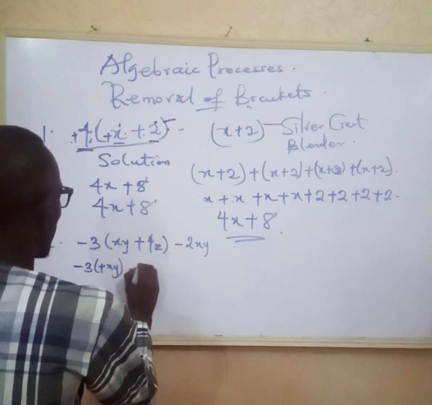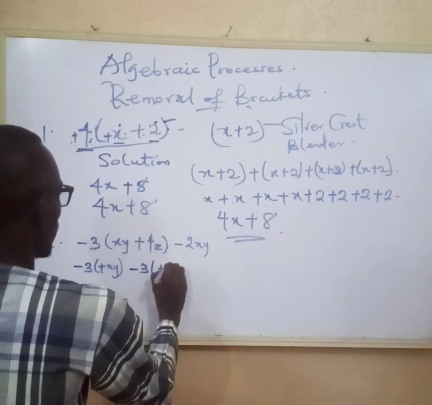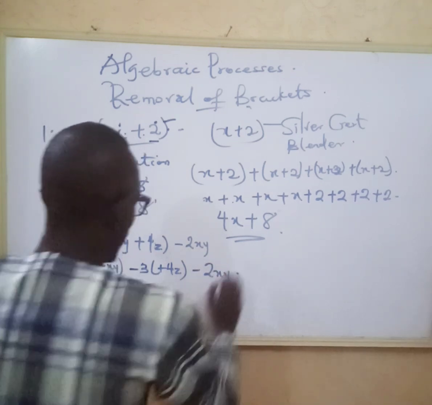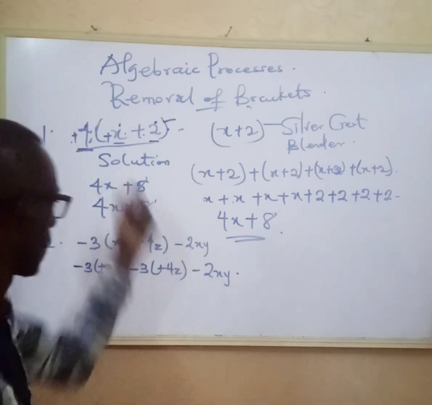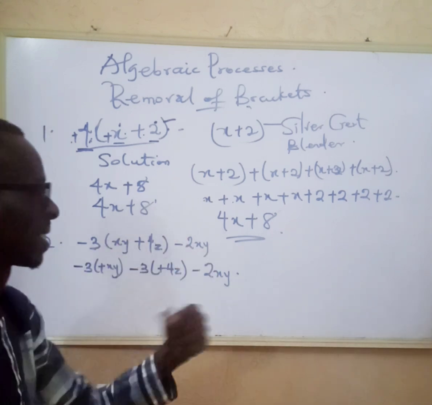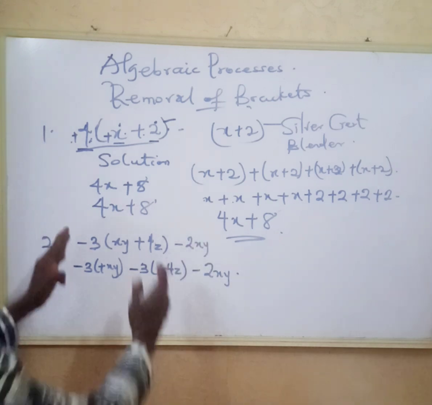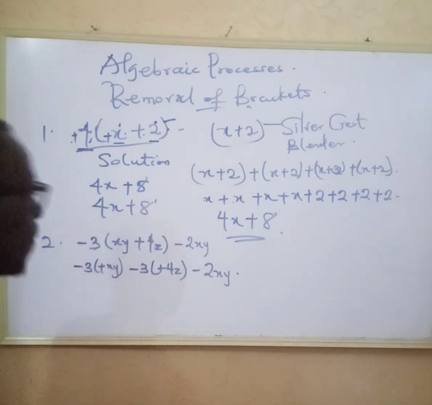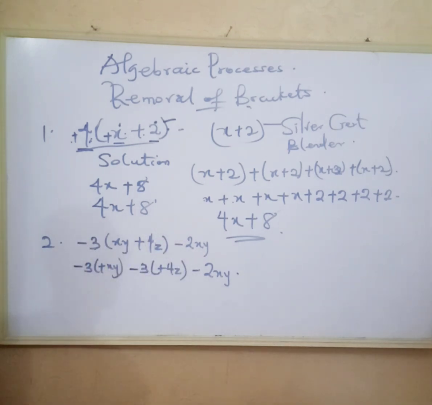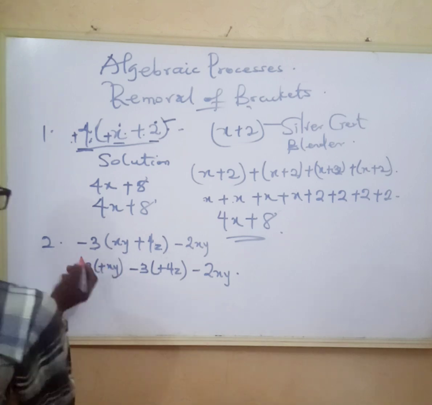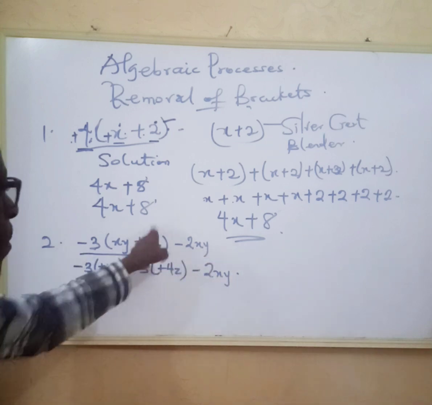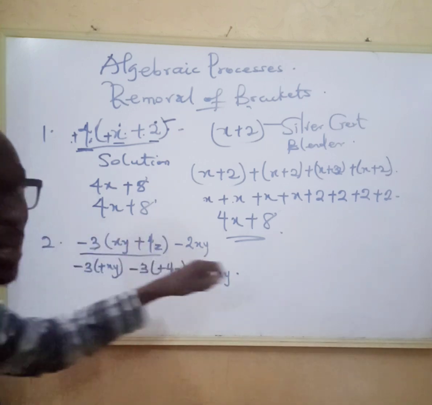So this is minus 3 into plus 4z, minus 2sy. We have separated this from this bracket because it has no brackets. This one stands as a term on its own, but this one is in a confined space that is being separated by a bracket. That means the multiplication has to be carried through the whole expression in the bracket.